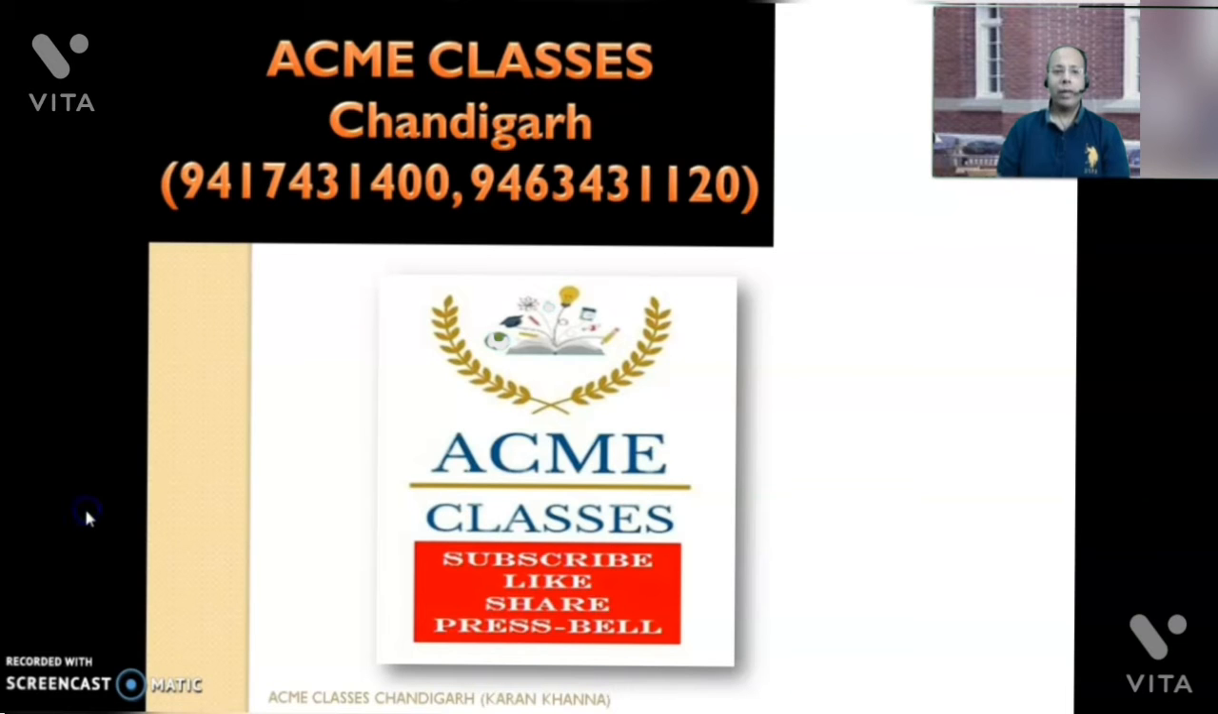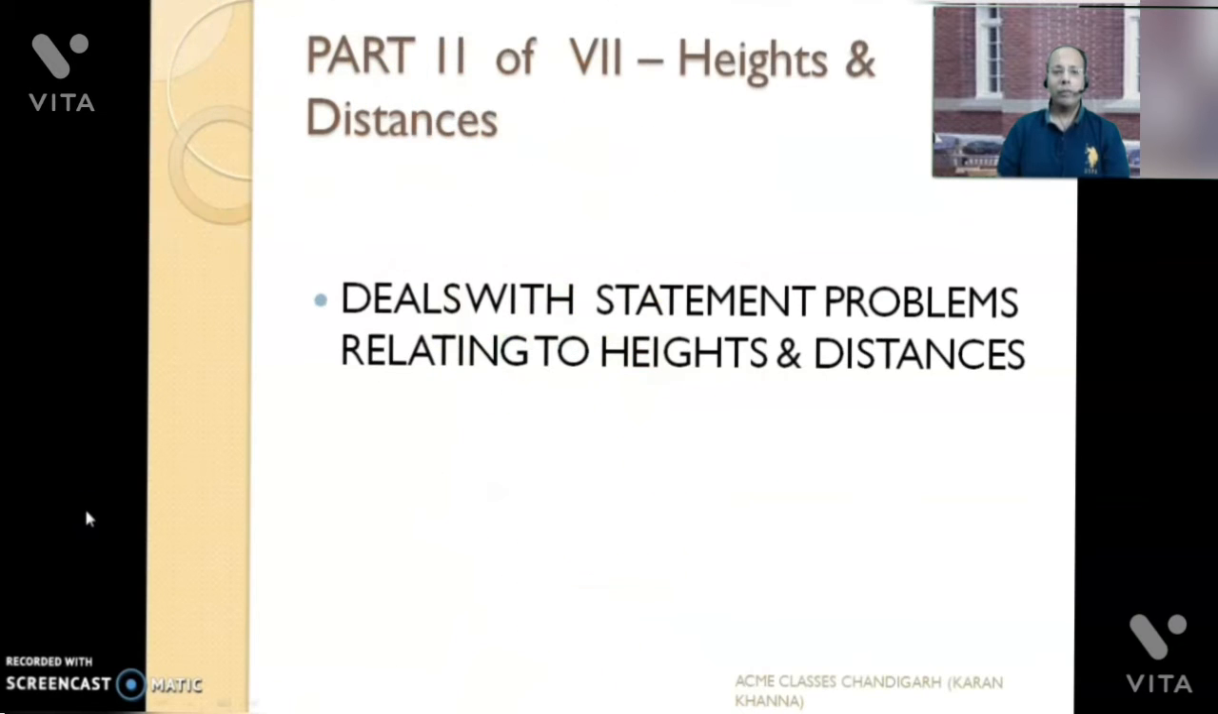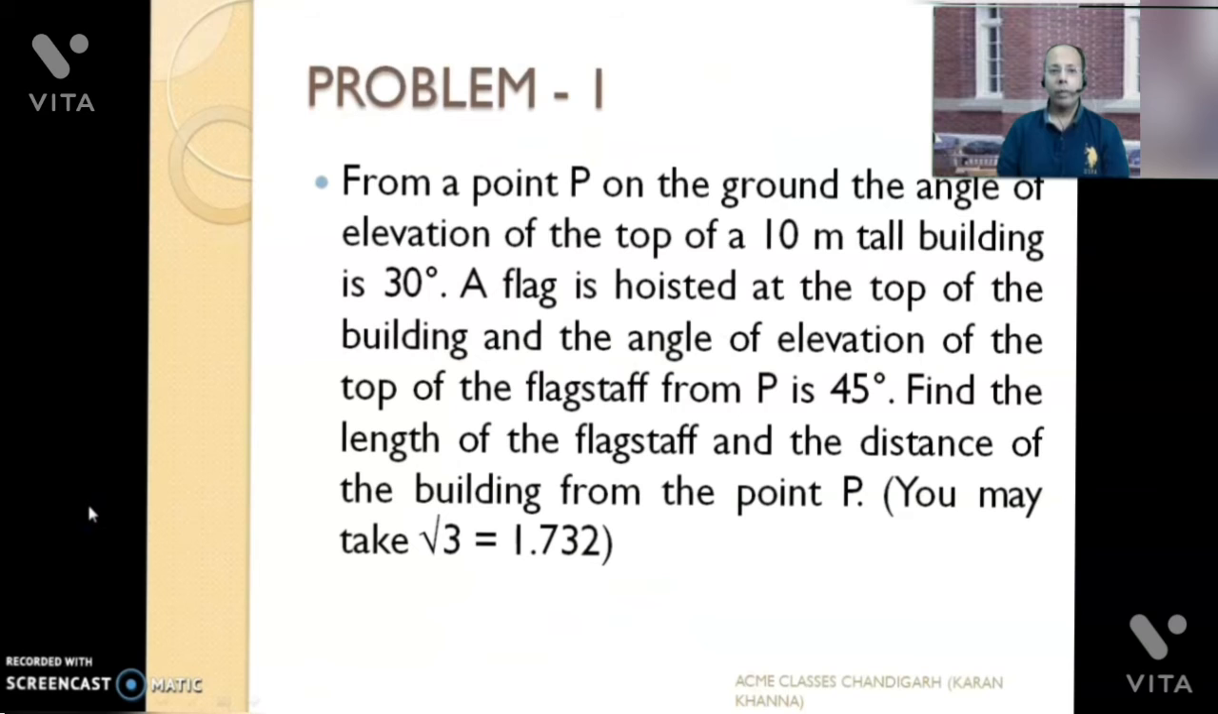So let's look at what is in store for us in this video. If you read through the question: from a point P on the ground, the angle of elevation of the top of a 10-meter tall building is 30 degrees, and a flag is hoisted at the top of the building. The angle of elevation of the top of the flagstaff from P is 45 degrees. Find the length of the flagstaff and the distance of the building from point P.